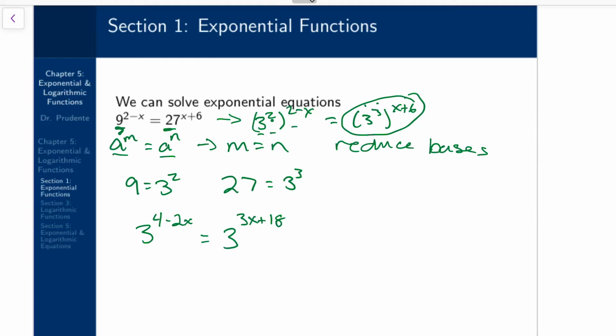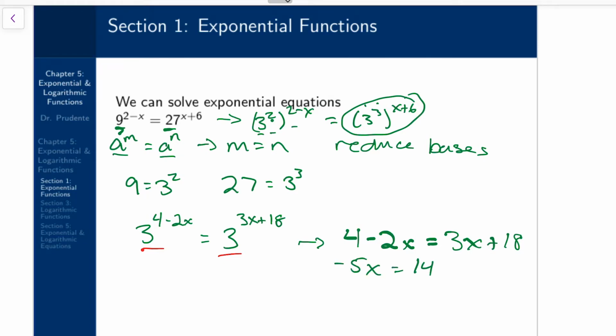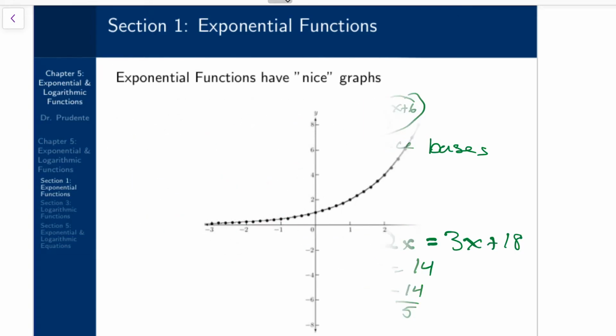Now I actually have 2 equal bases, and now I can automatically say that their exponents are going to be equal. And I can solve this problem. I can subtract 3x from both sides. I can subtract 4 from both sides and get x is equal to negative 14/5.